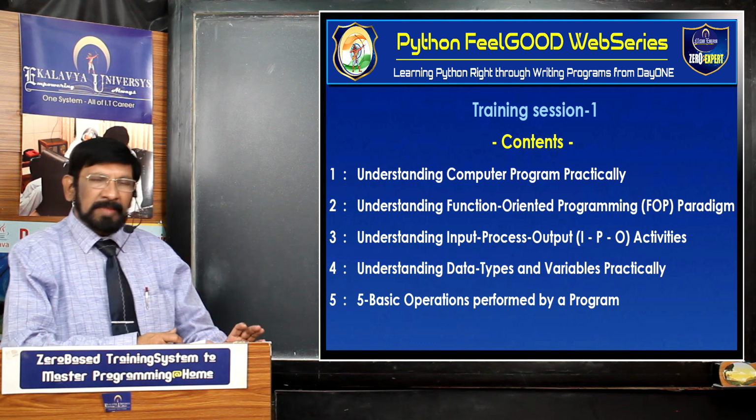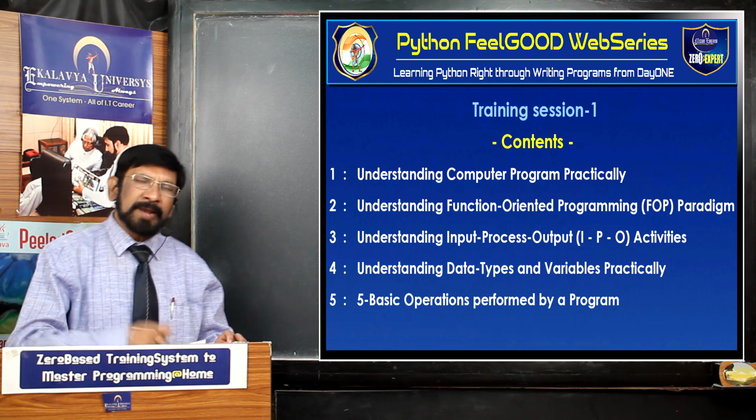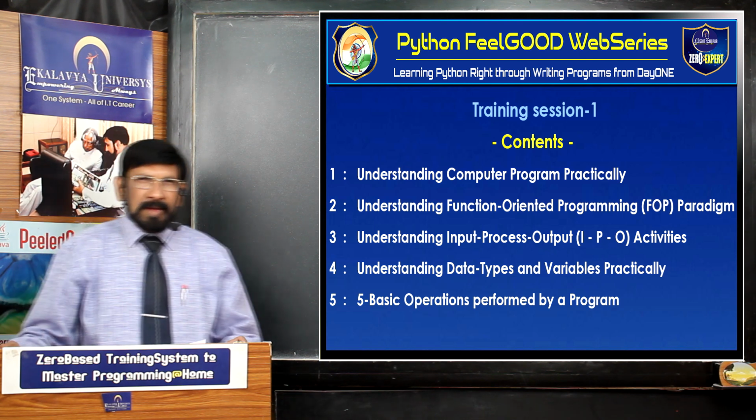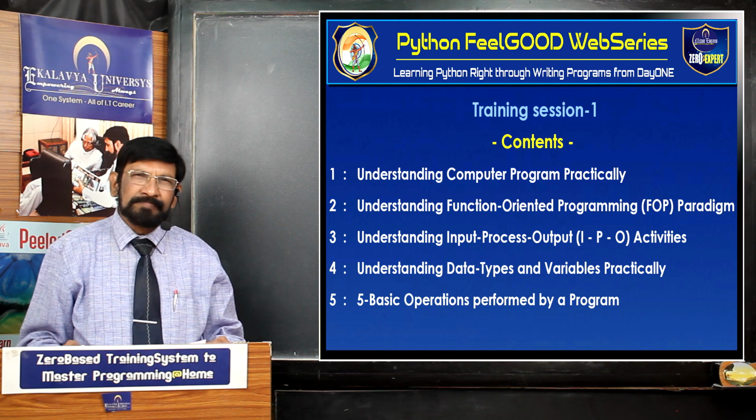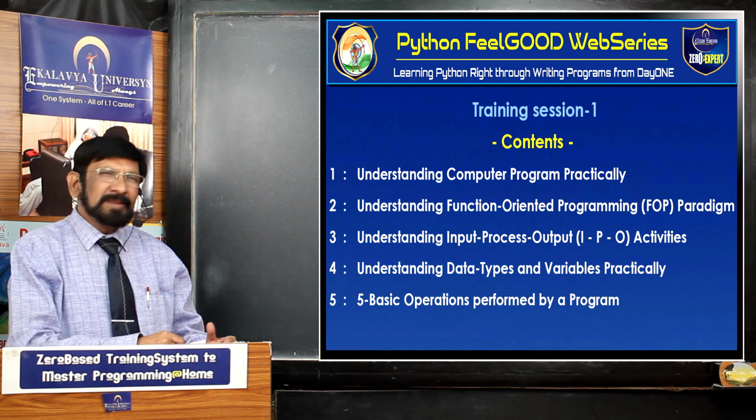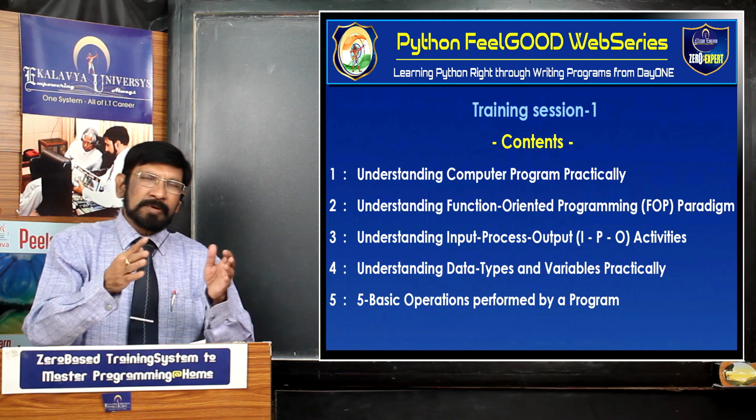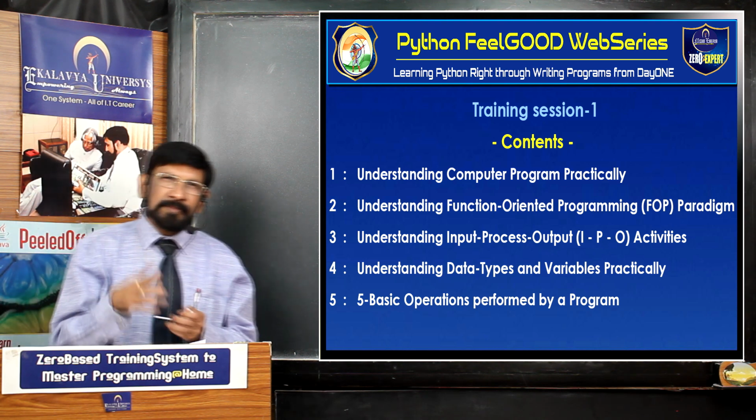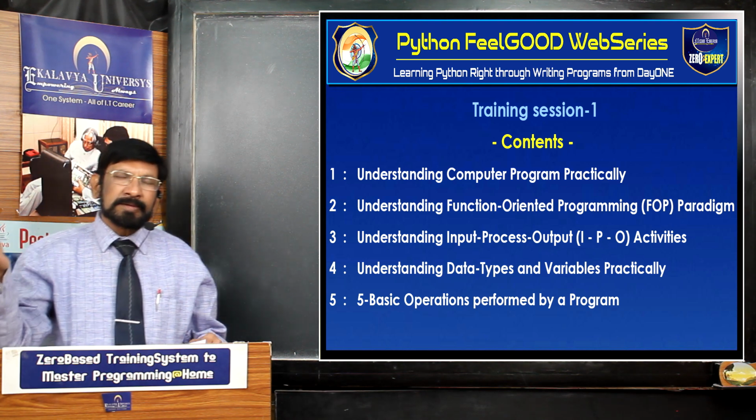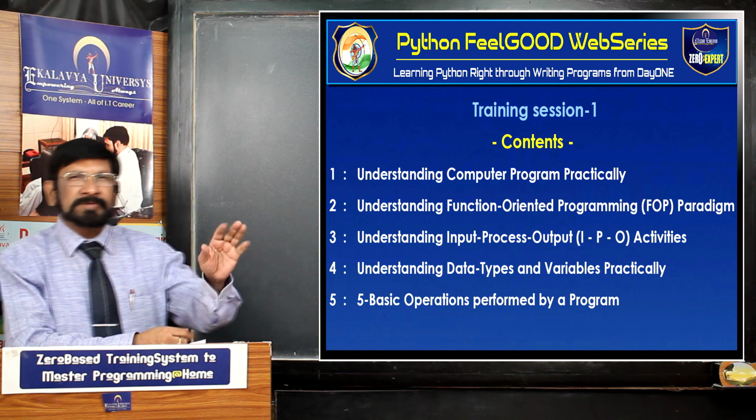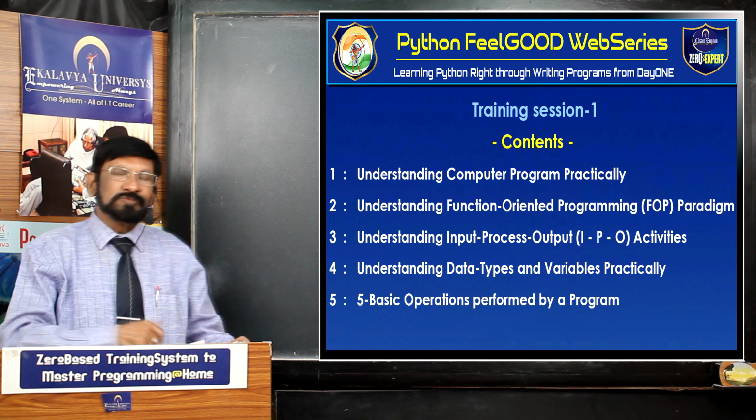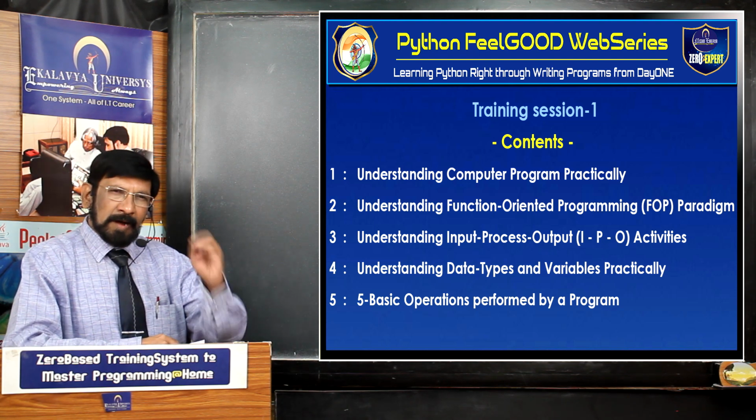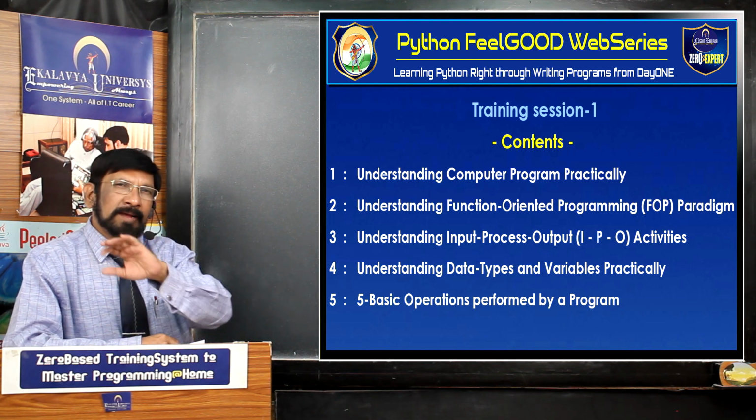The first one is understanding computer program practically. Actually, if I have to explain what is a computer program, within 2 lines I can explain a definition. A computer program is a set of instructions which act upon a set of data in order to achieve a predefined task, and which is executed on a computer. If I explain like that, there is no use at all. Actually, you have to understand it practically and own it.